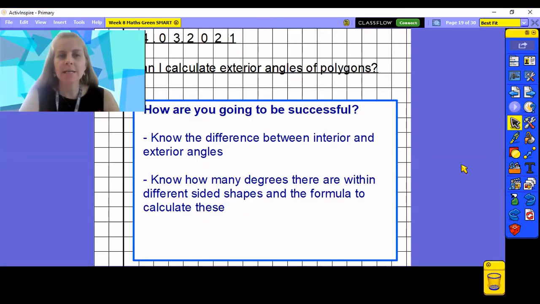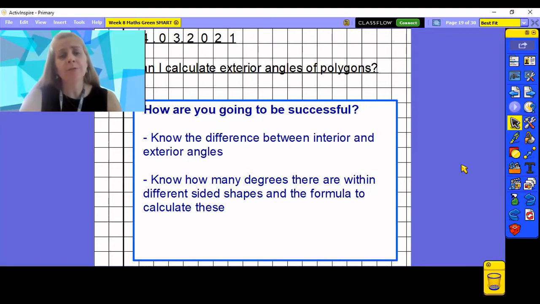Morning. Today is Thursday, the 4th of March, and we are going to be exploring and calculating exterior angles within a polygon. We touched upon some of this language yesterday, so if you need to make yourself more familiar with the word polygon, please have a look back at yesterday's videos to remind yourself.